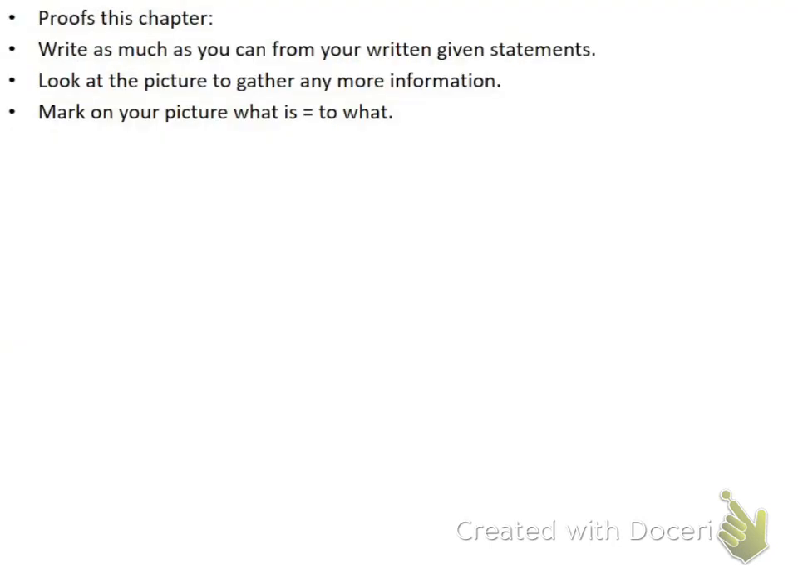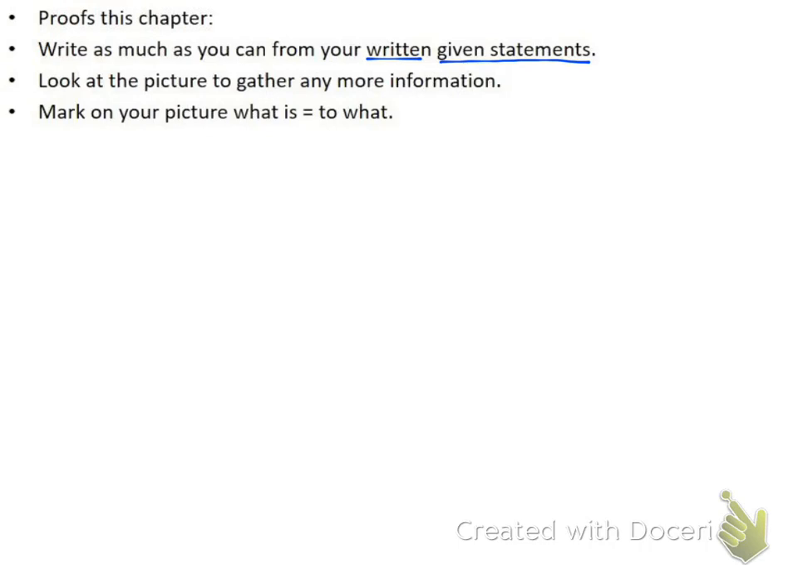So when we're doing proofs in this chapter, these will all have to do with proving triangles equal. This is kind of the steps that we'll go through. The very first thing that we want to do is write as much as you can by looking at your written given statements. That is just where it says given and then tells us a bunch of information. We want to look at our written given statements first.